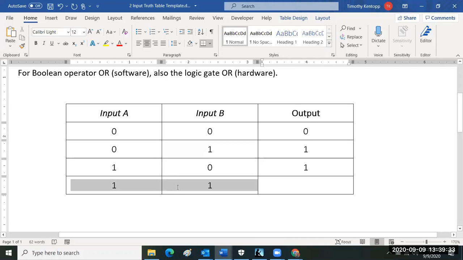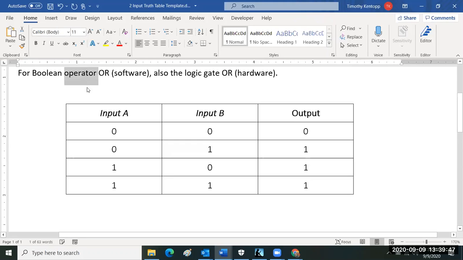Okay. What's our last case? Both input A and B are turned on. 1. Okay. This represents OR. The Boolean operator called OR is also, on a binary level, the same as addition. Let's repeat that. OR is the same as addition, the mathematical operator of addition on a binary level.